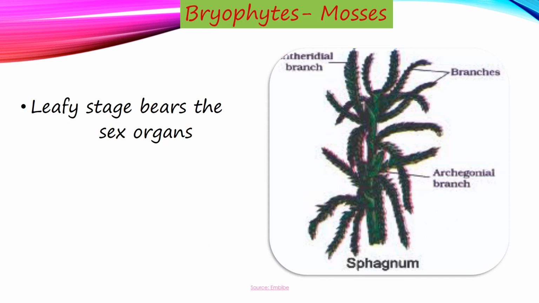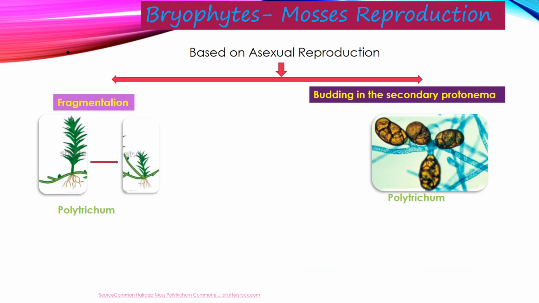Once the lateral bud develops into a spirally arranged leaf-like structure, these leaf-like structures will attach themselves to the soil through multicellularly branched rhizoids. This leafy structure bears the sex organs called antheridia and archegonia. They are all produced in the apex, that is at the tip of the leafy shoot. Coming to the vegetative reproduction in mosses, this takes place by means of fragmentation and also by budding in the secondary protonema stage.